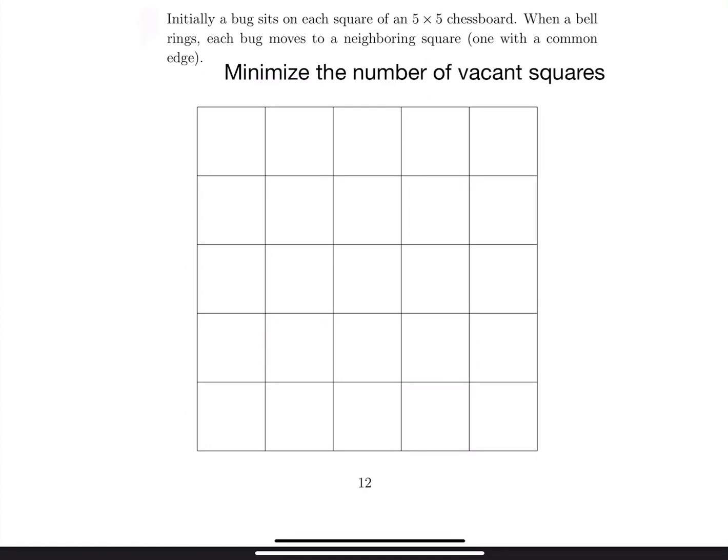Initially, a bug sits on every square of a 5x5 chessboard. When a bell rings, each bug moves to a neighboring square, one with a common edge. So, for example, the bug here could move to here or it could move to here. However, they can't move off the grid. But this bug has 4 choices of where to move to.